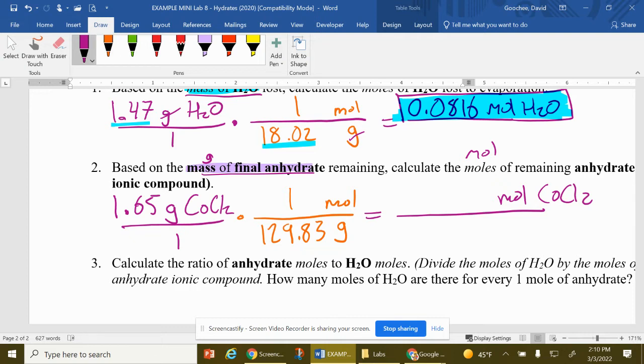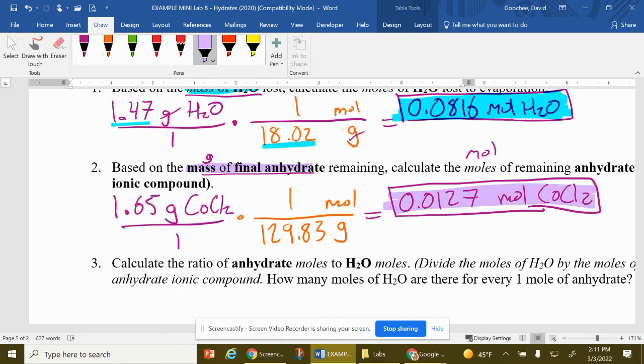So 1.65 grams divided by 129.83, and I get 0.0127 moles of CoCl2. All right, that's how many moles of cobalt 2 chloride I ended up with. So far so good.